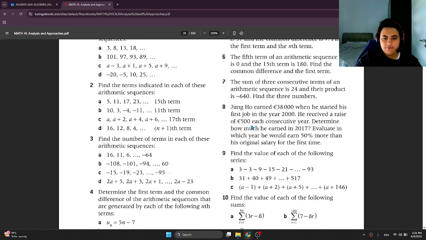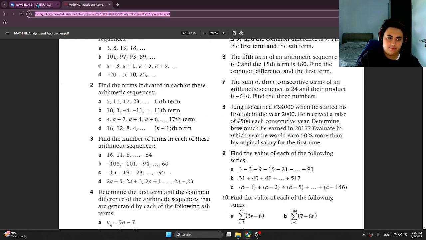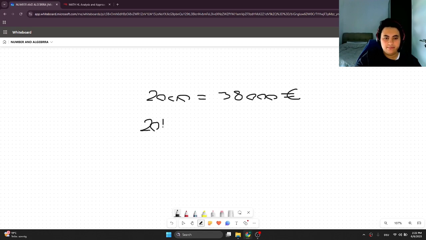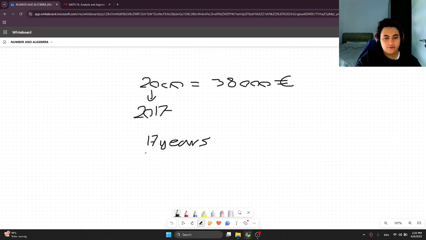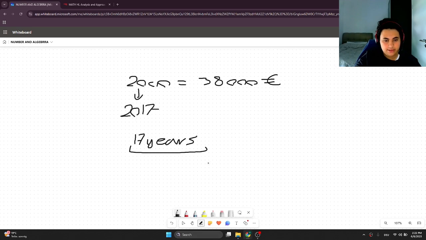He received a raise of 500 euros each consecutive year. Determine how much he earned in 2017. So from 2000 to 2017, how many years is that? That's 17 years. So for 17 years, every single year he kept on receiving a 500 euro raise, right?